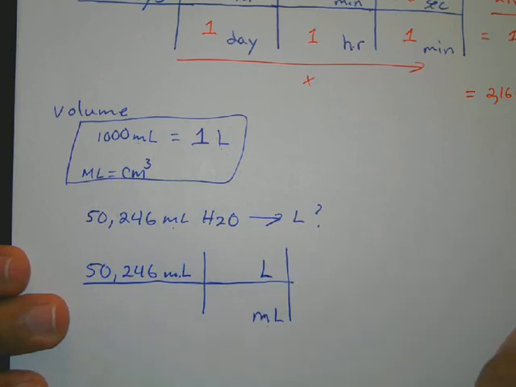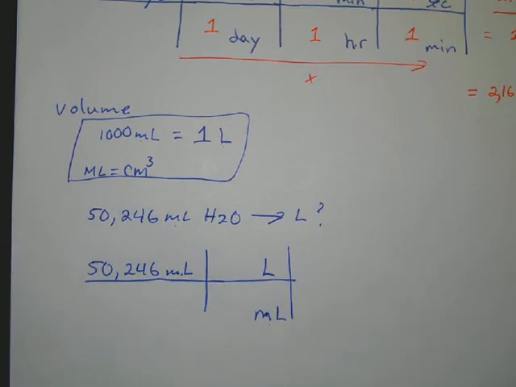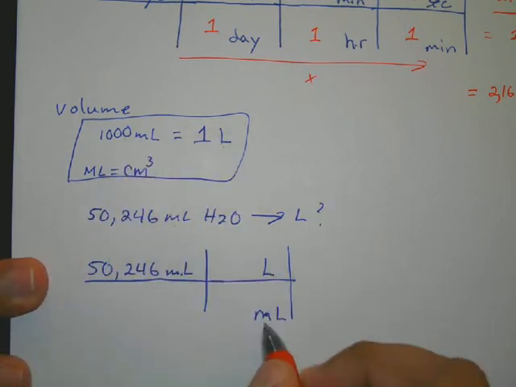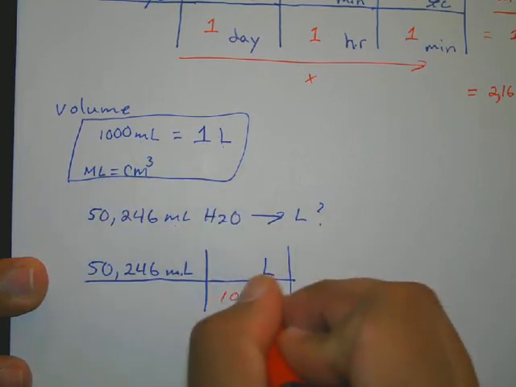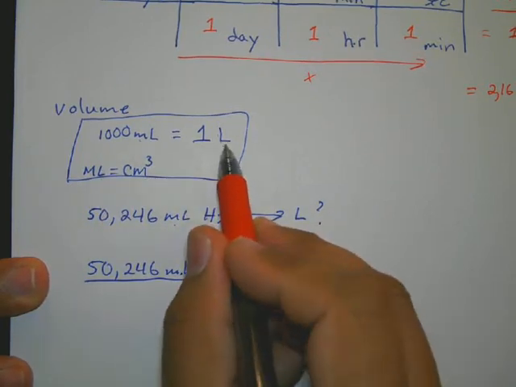Now it's time to plug in the numbers. Where did the numbers come from? The conversion factor right here. What number does milliliters get? Well, here's milliliters. He gets 1,000. What number does liters get? He has a 1, so liters get 1.